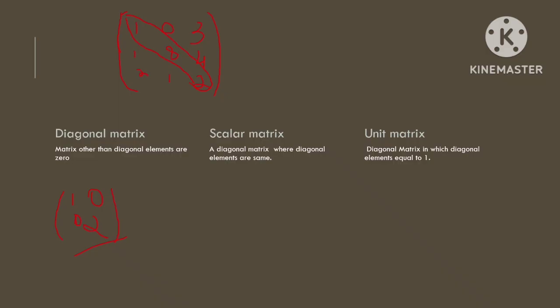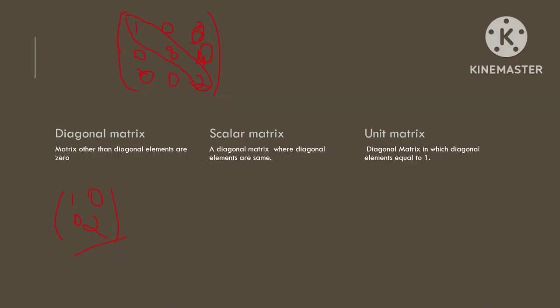Okay. Here, what are the diagonal elements? 1, 8, 2. Now, this is a square matrix. If it is a diagonal matrix, it means all the other elements should be 0. Other than diagonal elements, all the others will be 0. Clear? Okay. Now, what is a scalar matrix?